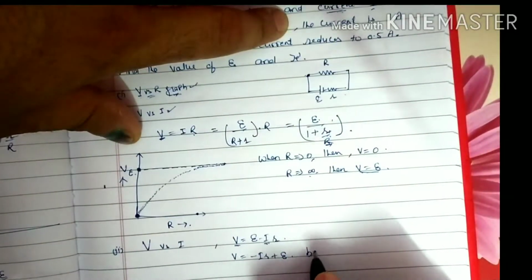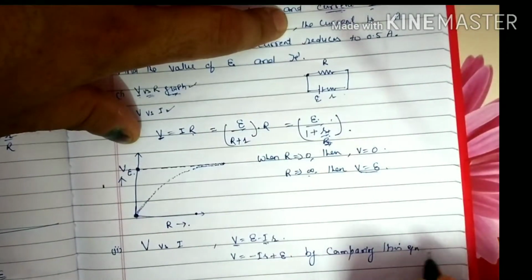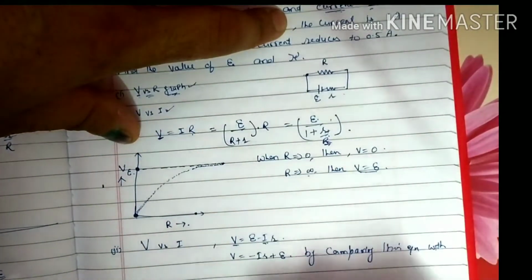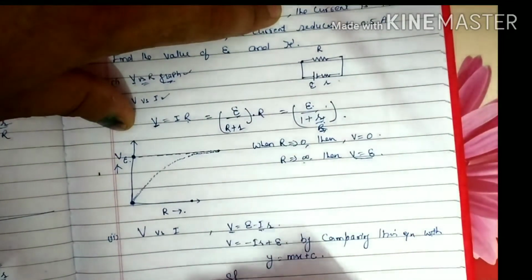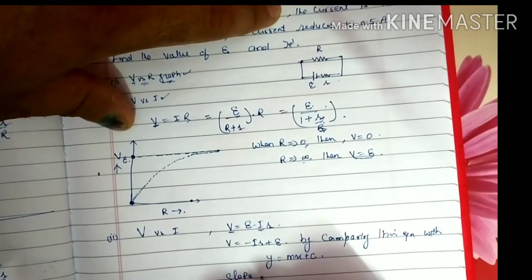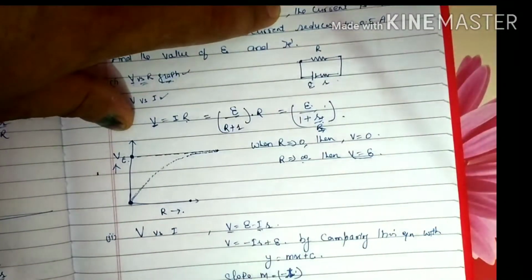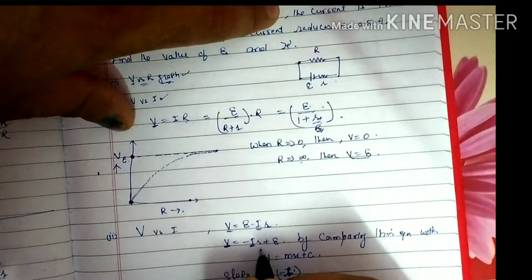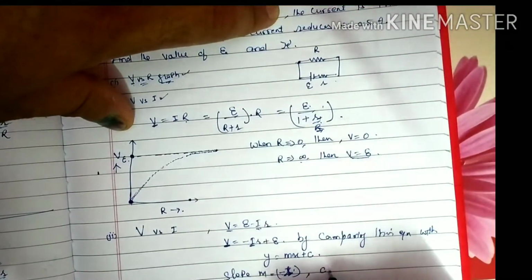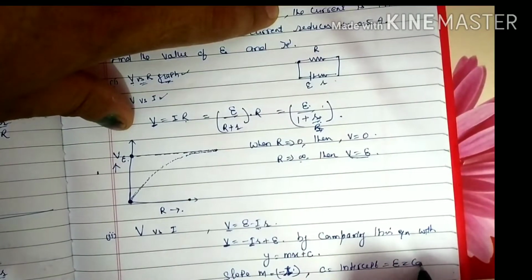And by comparing this equation with y is equal to mx plus c, slope m is equal to minus r, because V and I are the variables. So slope is equal to minus r, and c, that is the intercept, is equal to E, which is a constant.